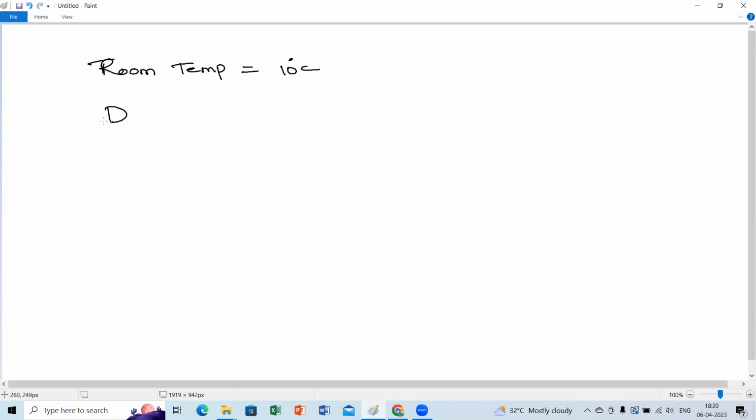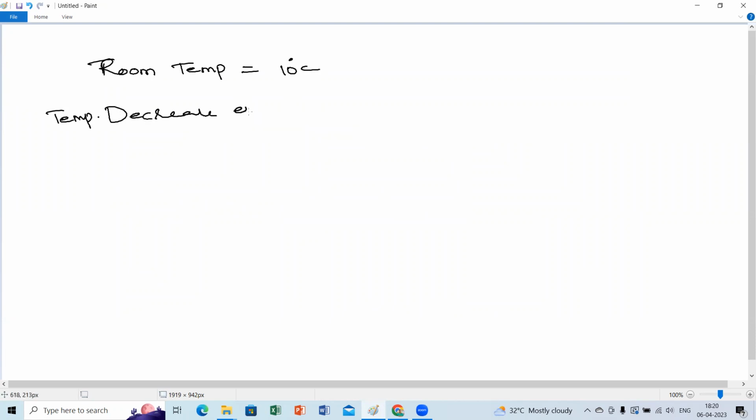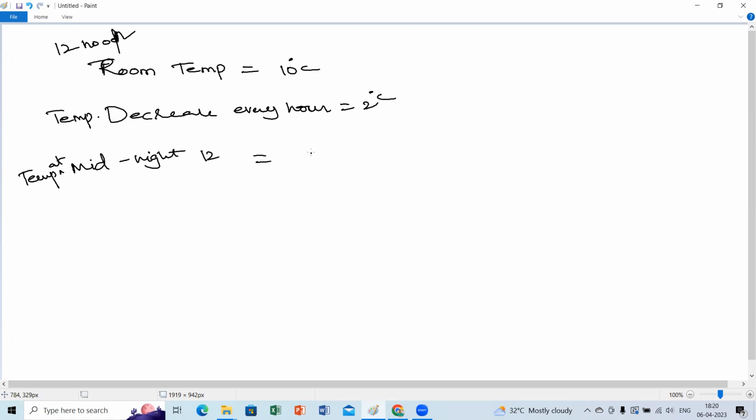The temperature decreases every hour. How much does the temperature decrease in every hour? Ma'am, 2 degrees Celsius. That means a decrease, so minus. So what is the temperature at 12 midnight? Minus 24 degrees Celsius.